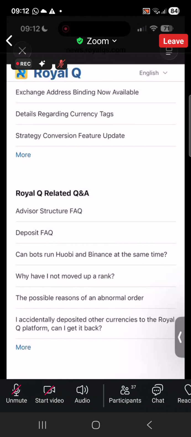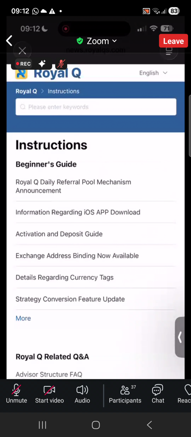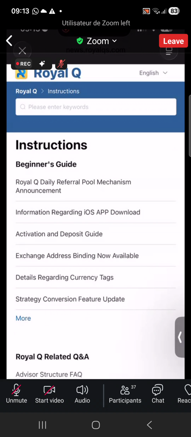You didn't read the user guide because you missed some important information. User guides are very, very important. That is why RoyalQ has user guide for us. Do not underestimate them. Instructions for beginners guide. RoyalQ daily referral pool mechanism announcement. If you want to understand it better properly, you can come here.